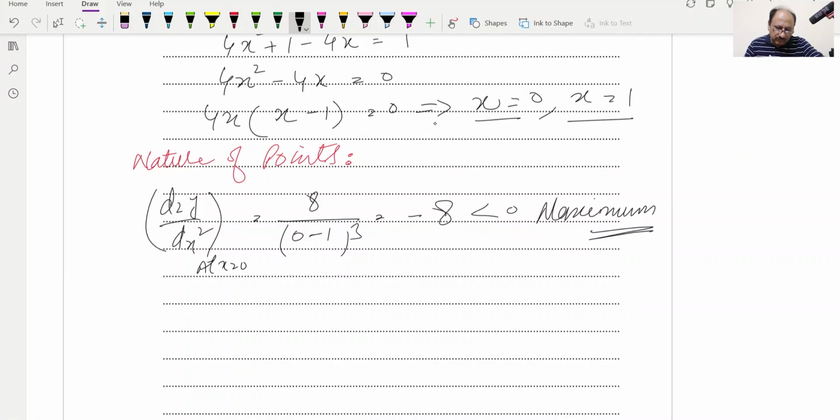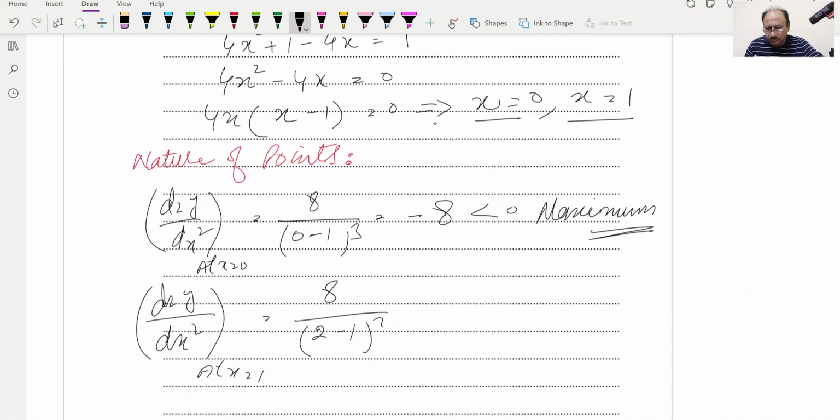Now we can check for x equal to 1. So d2y over dx squared at x equal to 1 will be 8 over (2 minus 1) cubed, and this will be equal to 8, which is greater than 0. So this will be a minimum point.